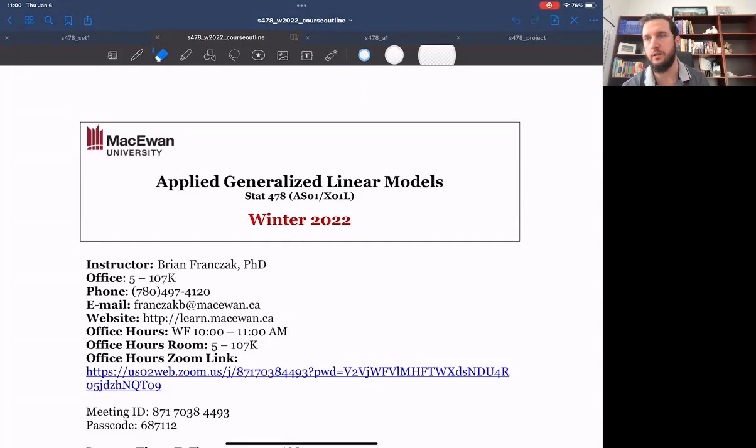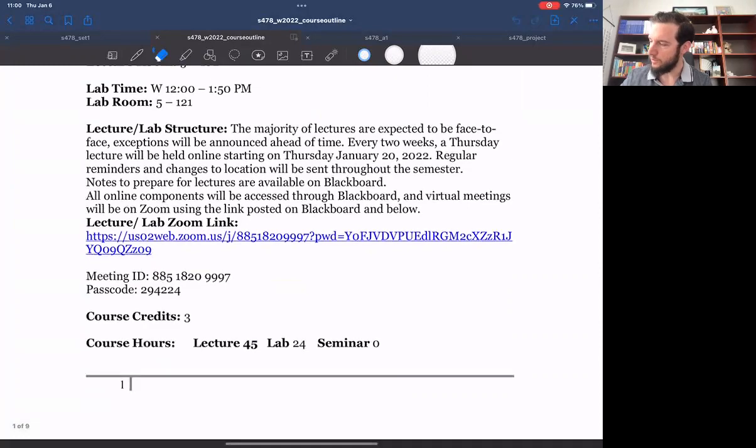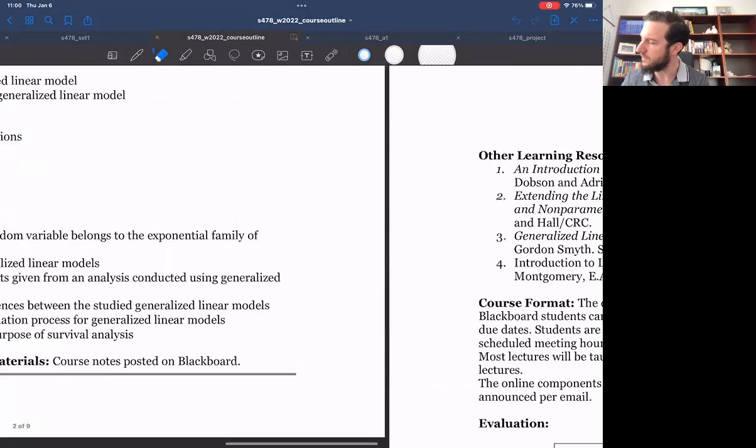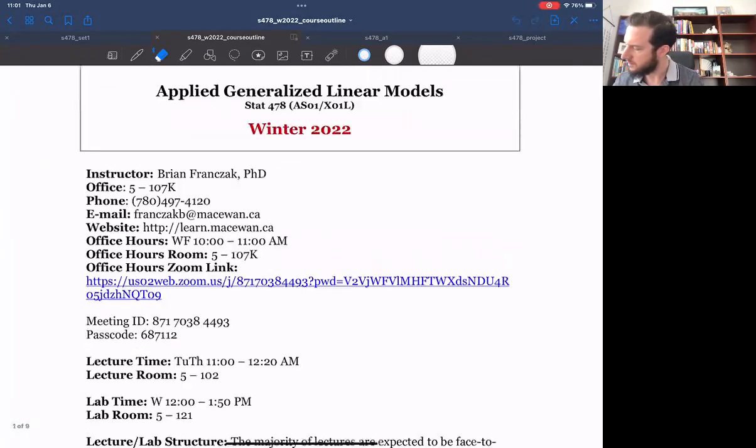Anyways, this course is an extension of Stat 378, which is the Applied Regression Analysis course that we teach at MacEwan. So in order to get into this course, the assumption is that you would have gotten at least a C- in Stat 378.